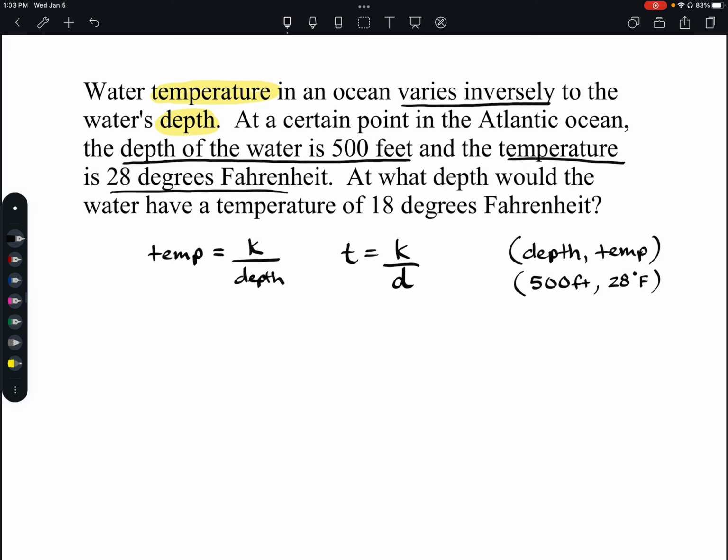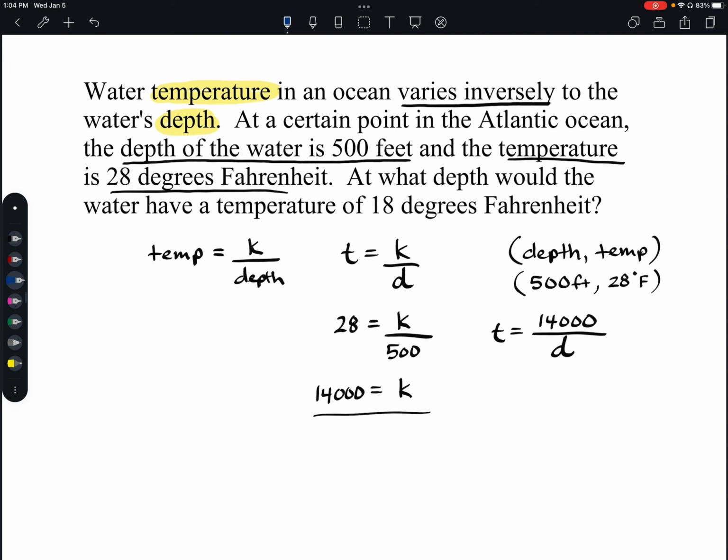So let's substitute those in to figure out what our constant of variation is going to be. We'll say our temperature, 28 degrees Fahrenheit, is equal to K divided by 500. We'll solve for K by multiplying both sides by 500. So 28 times 500, I believe, is 14,000. Now that we know what K is, let's substitute it back into the equation. We've got T is equal to 14,000, and we're dividing it by D.